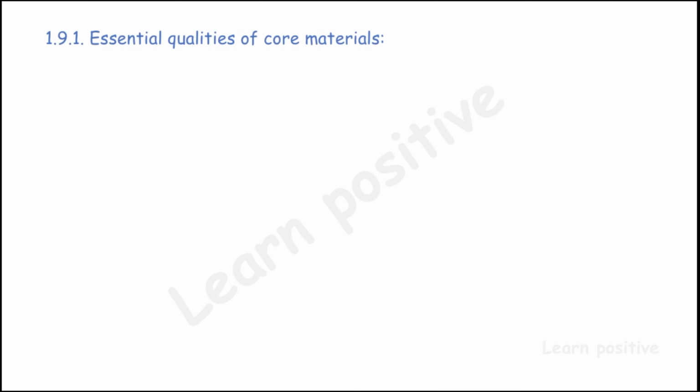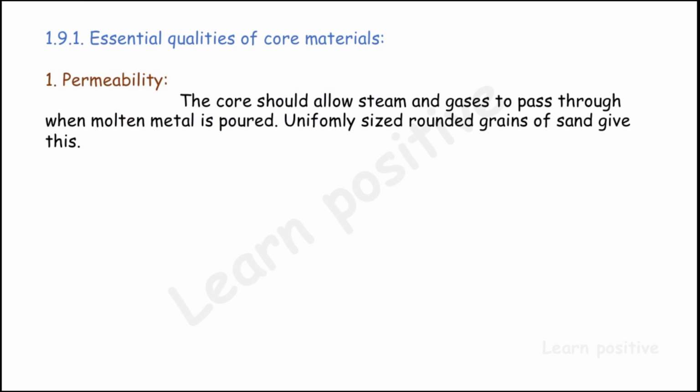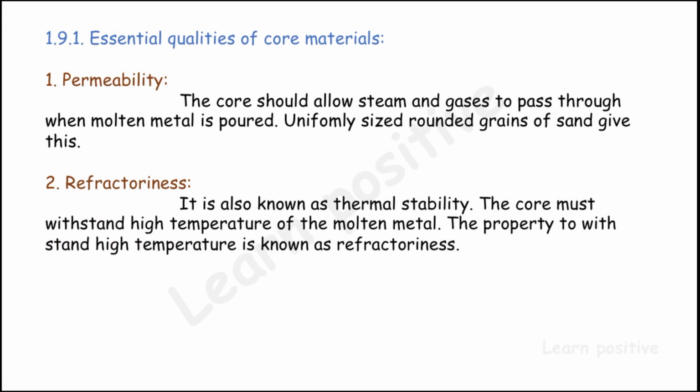The next one is essential qualities of core material. First one is permeability. The core should allow steam and gases to pass through when molten metal is poured. Uniformly sized rounded grains of sand give this. Refractoriness, also known as thermal stability of the core. The core must withstand the high temperature of the molten metal. The property to withstand high temperature is known as refractoriness.